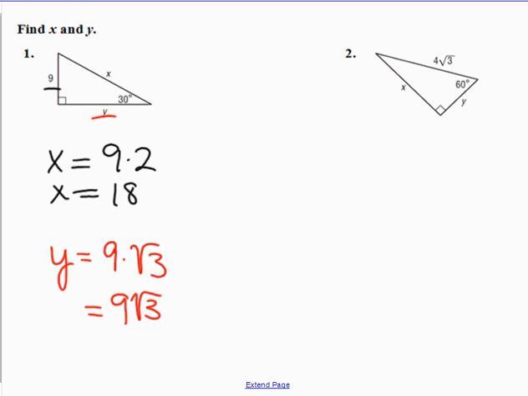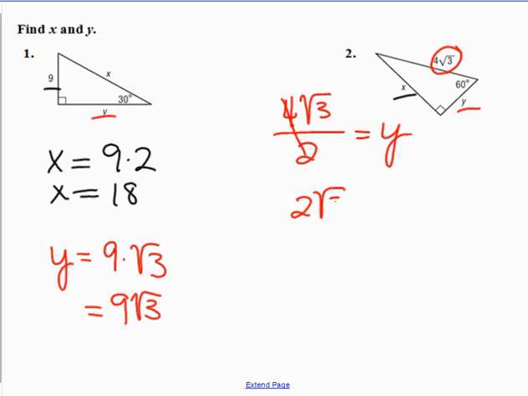On the next one, we have x on the long leg, and we have y on the short leg. Well, we have to do the short leg first. So we are going to divide the hypotenuse by 2 to get y. So the hypotenuse is 4 radical 3 divided by 2 equals y. Simplify this, we get 2 radical 3. This is the short leg.